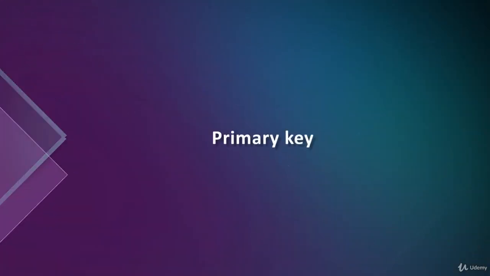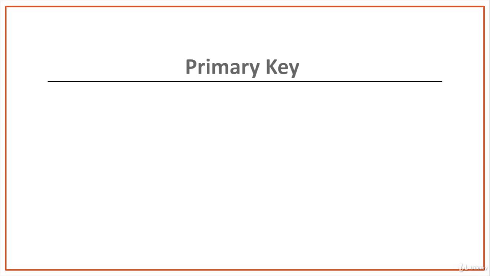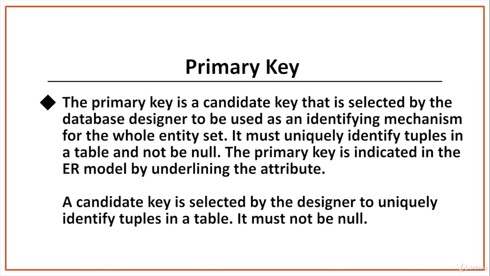Primary key. The primary key is a candidate key that is selected by the database designer to be used as an identifying mechanism for the whole entity set. It must uniquely identify tuples in a table and not be null. The primary key is indicated in the ER model by underlining the attribute.